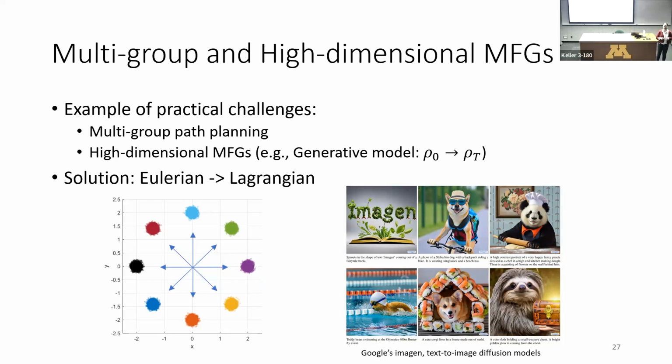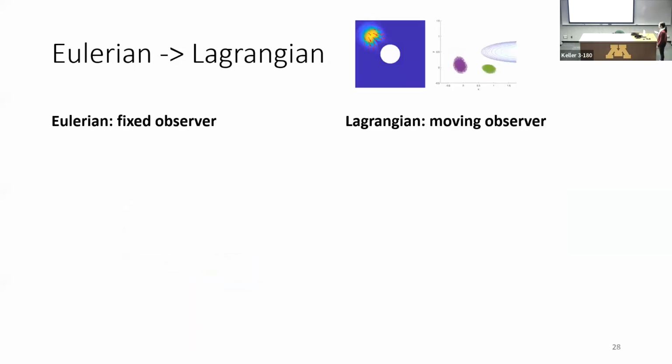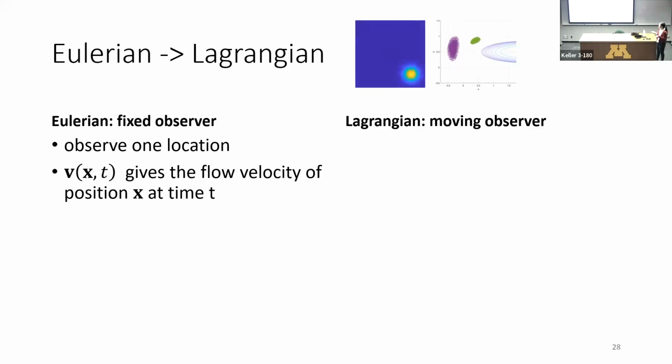The basic idea is instead of using an Eulerian point of view in high dimension, we switch to a Lagrangian point of view. What's the Eulerian and Lagrangian point of view? The idea of Eulerian is I fix the observer. So to study the fluid dynamics, I fix the observer at one location and try to get the velocity at any position at time t.